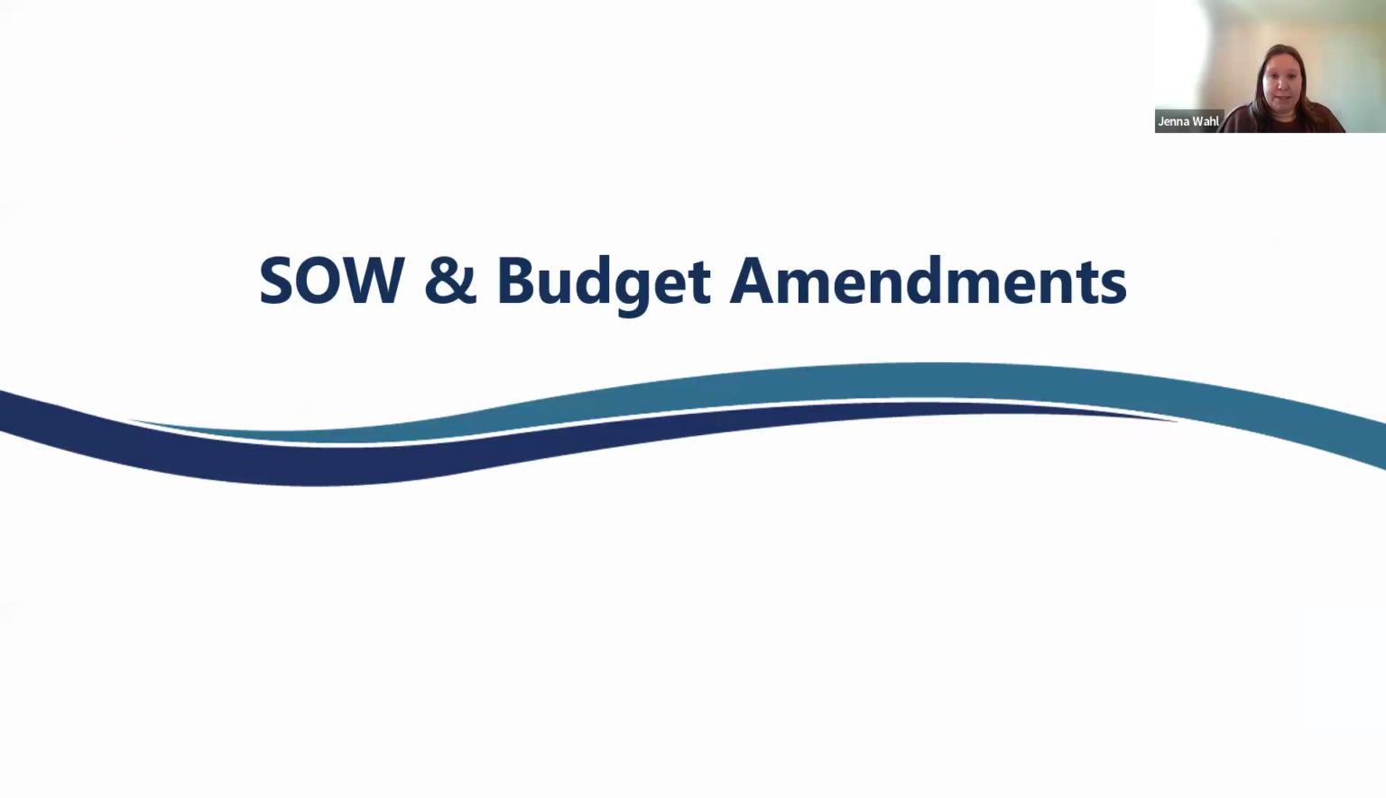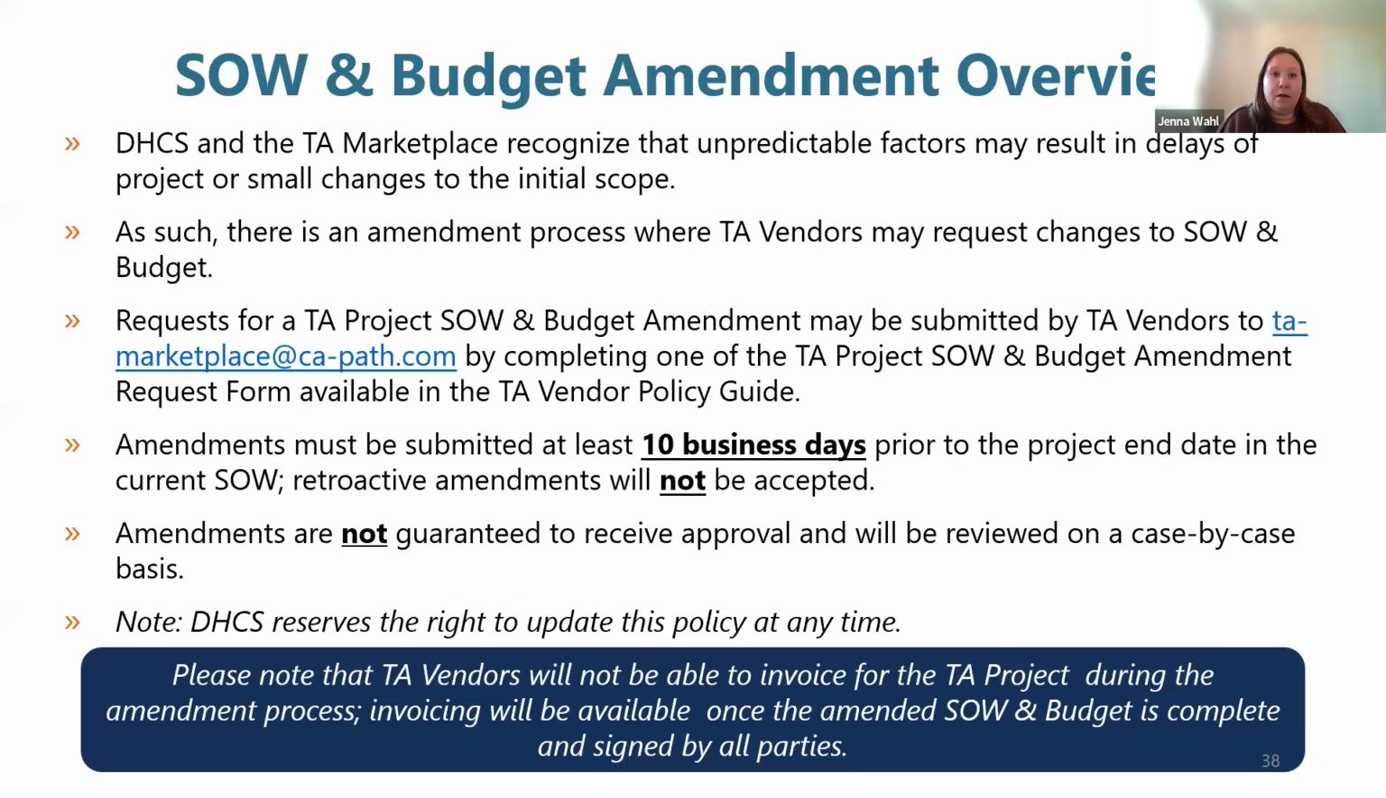Scope of work and budget amendments. We can go to the next slide. So just a quick overview, DHCS and the marketplace do recognize that there may be some unpredictable factors that result in delays of projects or small changes to the initial scope. Therefore, we do have a process by which TA vendors may request an amendment. These amendments are submitted to the TA marketplace via email and must have the submission of the updated amendment request form that is available in the TA vendor policy guide and was sent to all TA vendors as part of that updated December policy guide.